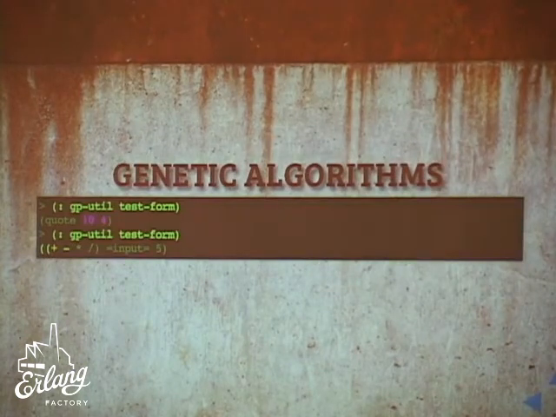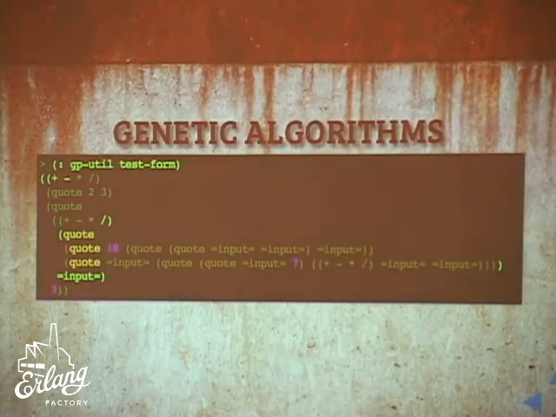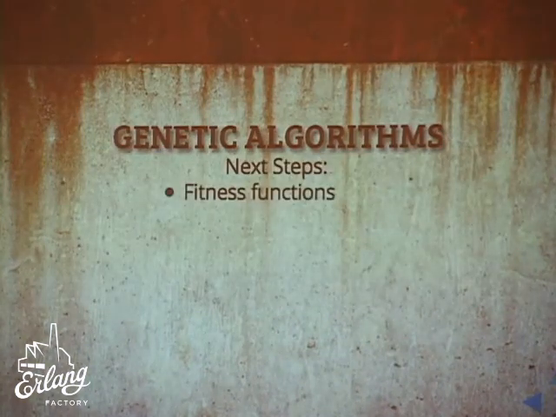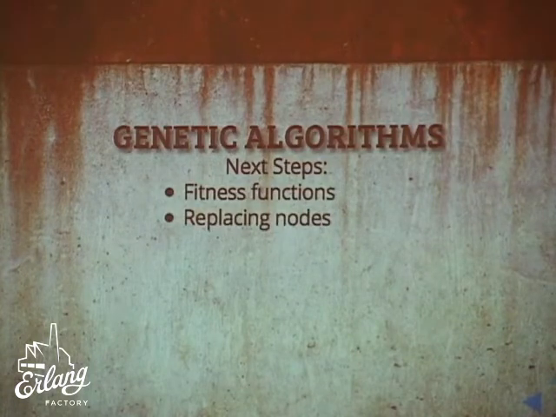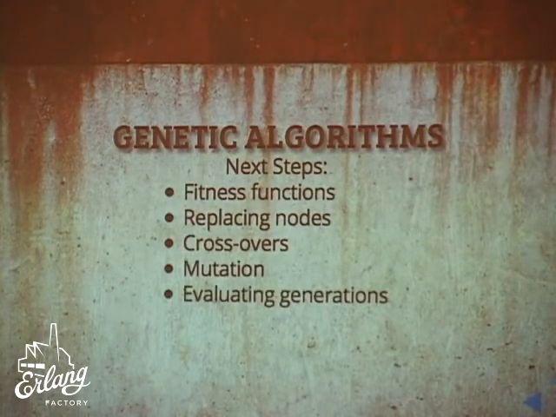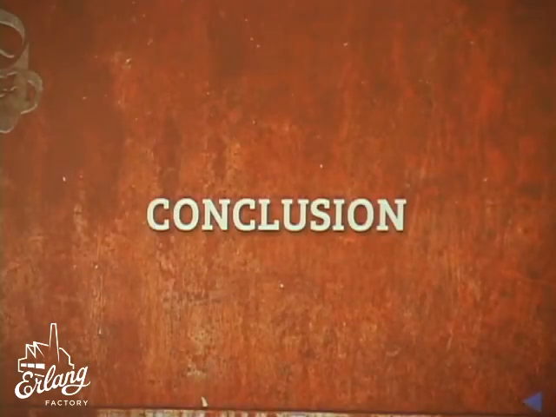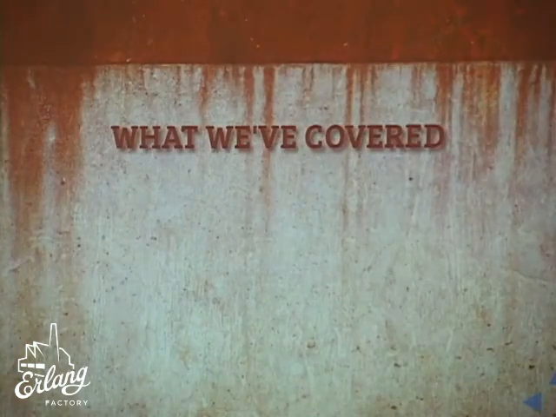So, quick examples, I actually do have some code that's working right now. This is all randomly generated code. I don't have the fitness functions done yet, partially implemented, replacing nodes, none of that's done, crossovers. This is all stuff I have to do. Evaluating generations.